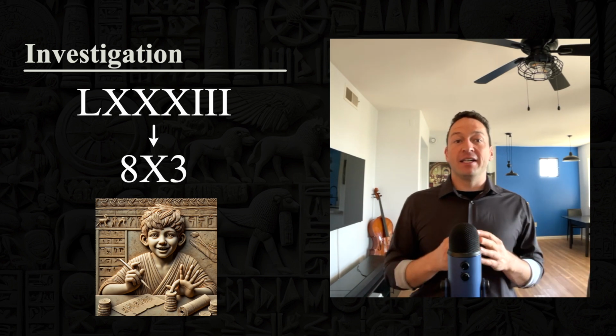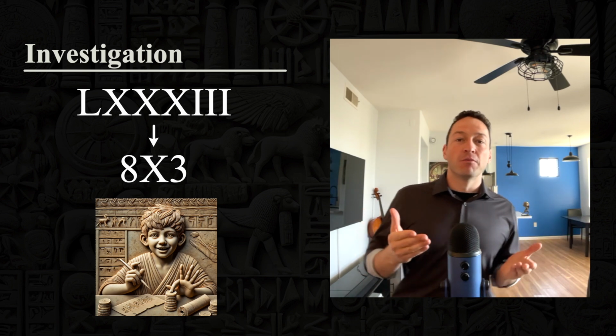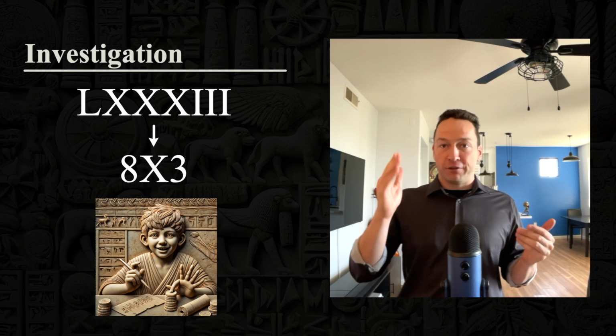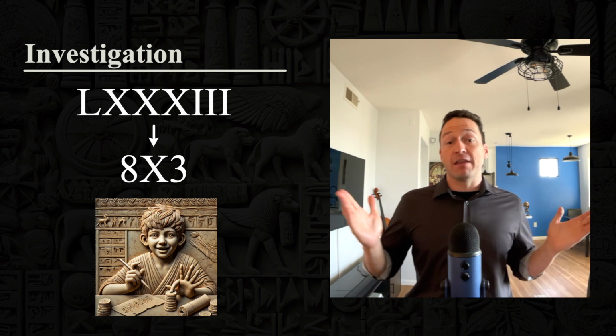This is nice because he doesn't have to write out a whole symbol for 50. Remember, in Roman numerals, you'd have to write it out like this, which is a lot of symbols. It's 50, 30, and 3. And so instead of thinking of it that way, he can just write 3 symbols.